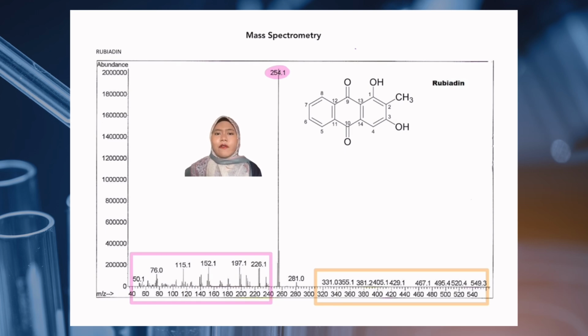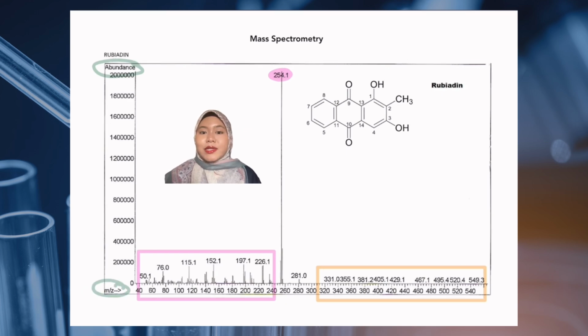So this is the mass spectrum of Rubiadin, where the y-axis refers to the abundance and the x-axis refers to the mass to charge ratio. As you can see here, the tallest peak, or the most abundant peak, is at 254.1 mass to charge ratio. This peak corresponds to the molecular ion of the compound, where the molecule loses one electron. This gives the molecular weight of the compound.